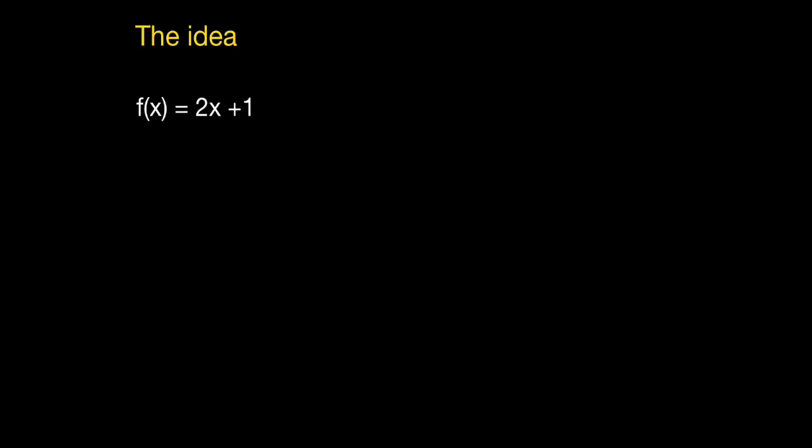So the idea is that we have a function f of x, and let's suppose that we're just trying to evaluate it at some random value. Let's evaluate this function at x equals 1. We would evaluate f of 1, and everywhere we see an x, we replace it with a 1. So this becomes 2 times 1 plus 1. We could go ahead and solve this, but I'm not interested in the solution right now. I'm just interested in the pattern.